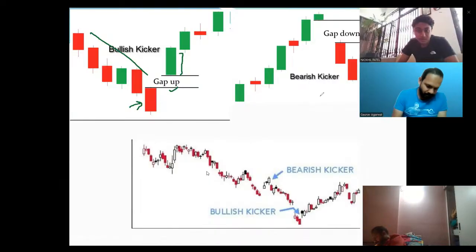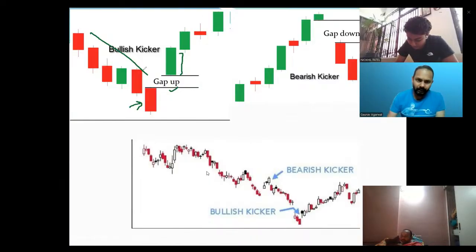And then there's the bullish kicker. So this is called the bullish kicker, right? You can note down if you want. Yes, I'll note it down.